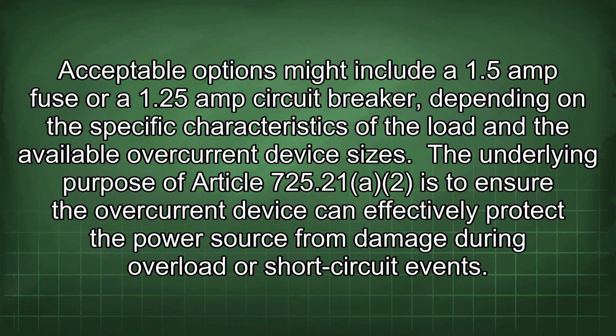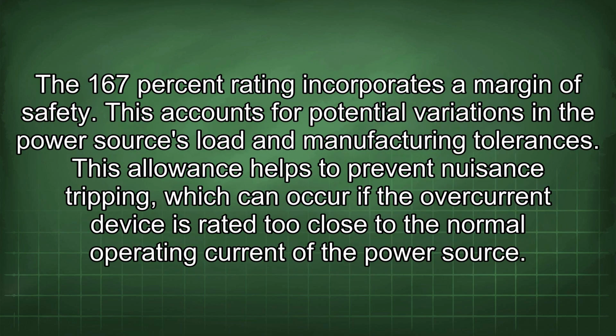The underlying purpose of Article 725.21 (A)(2) is to ensure the overcurrent device can effectively protect the power source from damage during overload or short-circuit events. The 167% rating incorporates a margin of safety. This accounts for potential variations in the power source's load and manufacturing tolerances. This allowance helps to prevent nuisance tripping, which can occur if the overcurrent device is rated too close to the normal operating current of the power source.